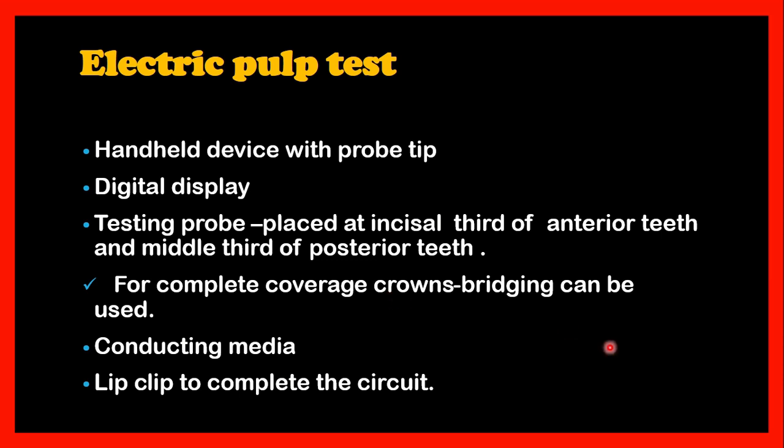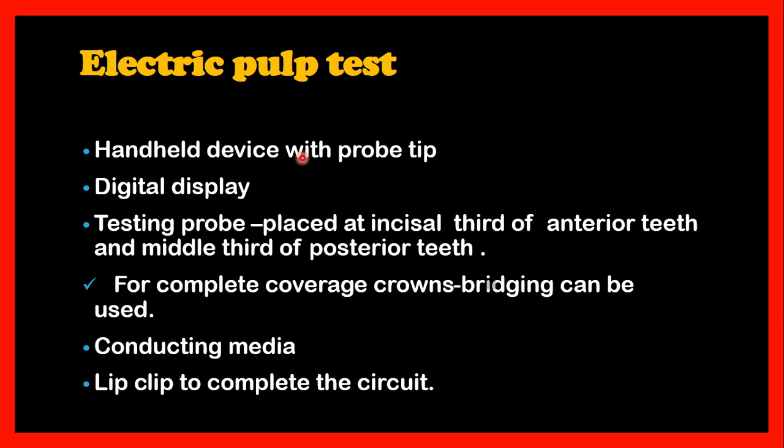So what we do in this is place the tip of the probe in the exposed area, and we apply a conducting medium over the tip of the probe, and over this we place the probe tip with a suitable conducting medium, and the electric pulp test can be performed in this bridging way.